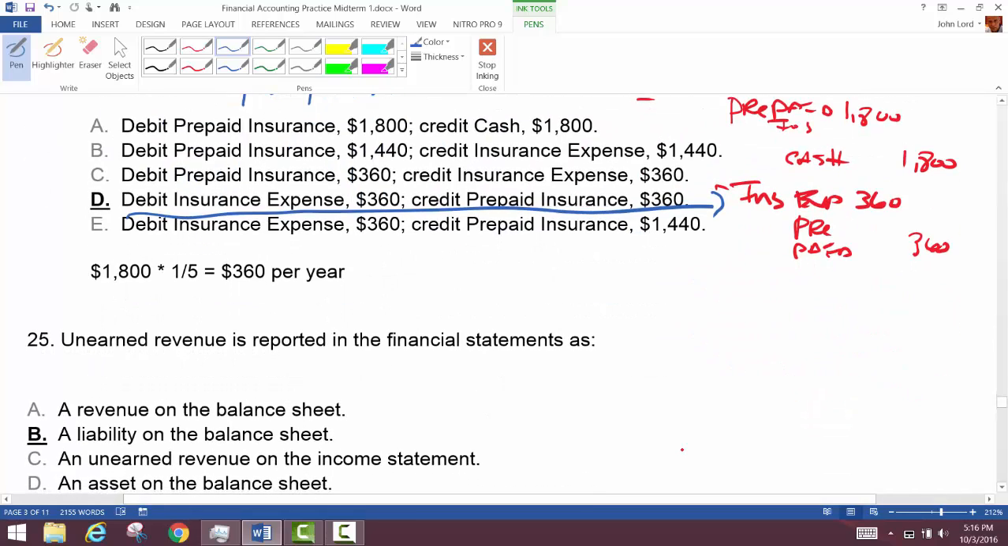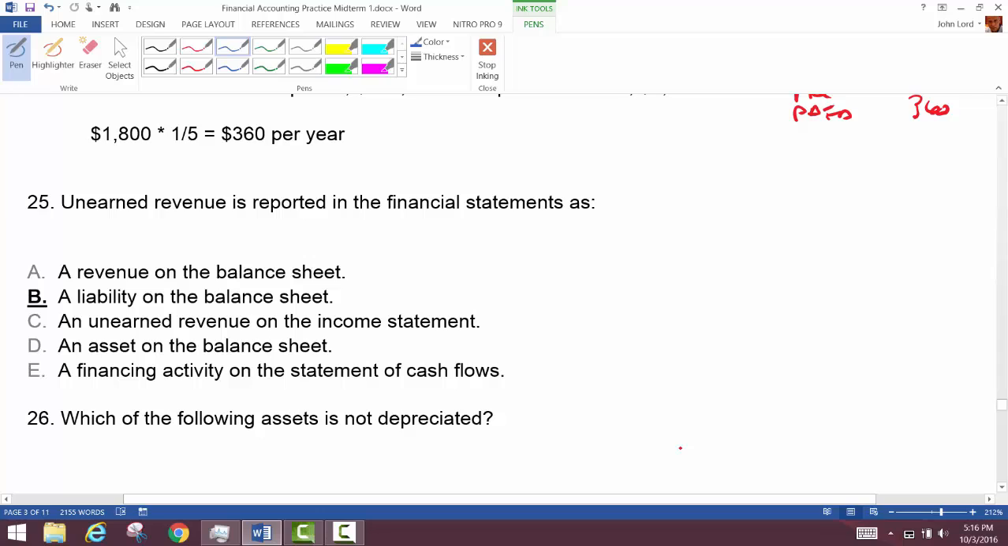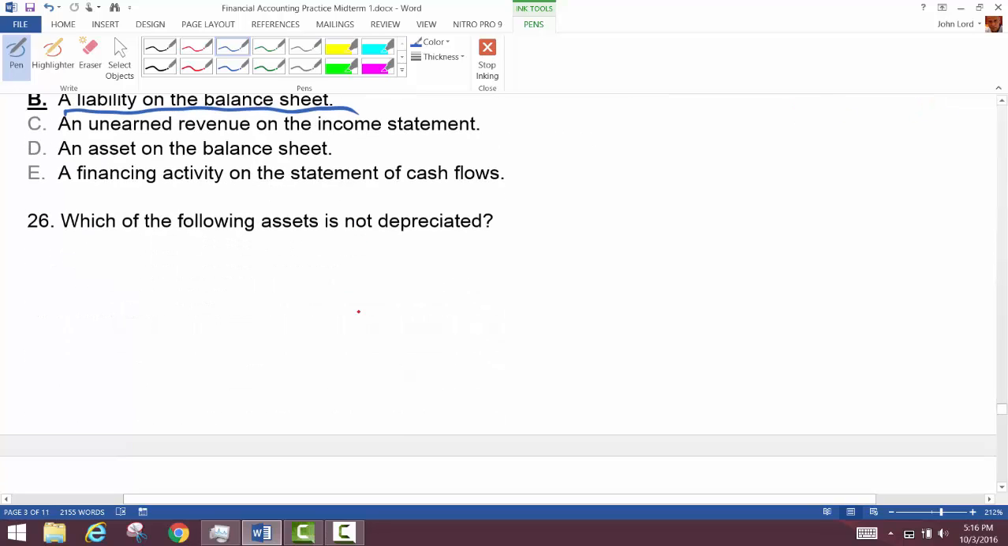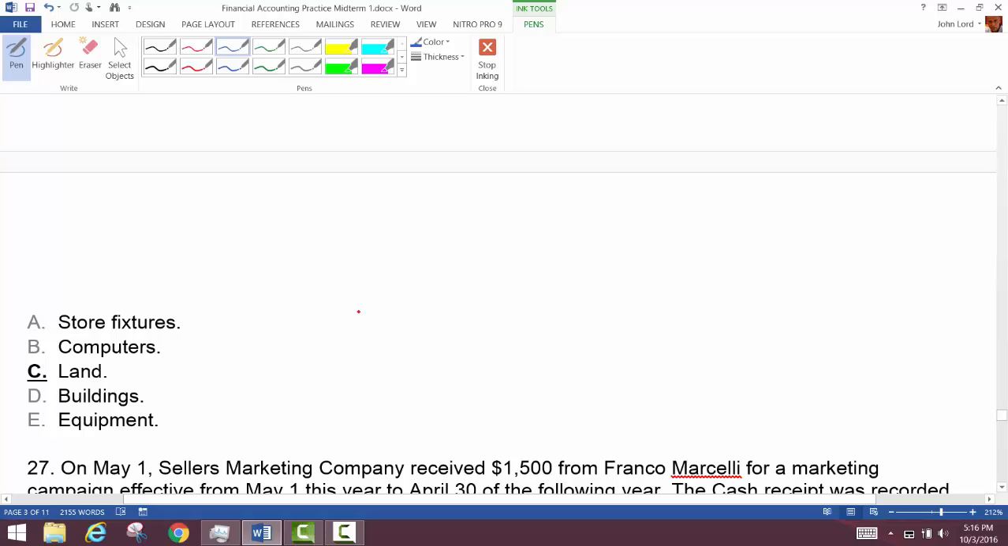Okay, good. Number 5, unearned revenue is a liability. We already asked you that. Which of the following assets is not depreciated? Land. You don't depreciate land.